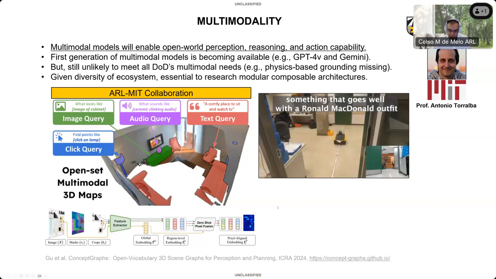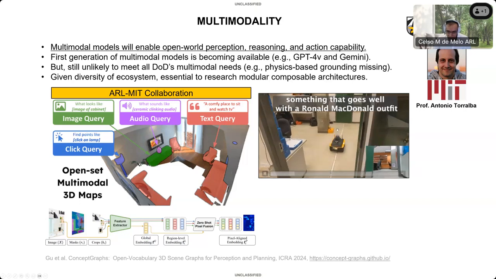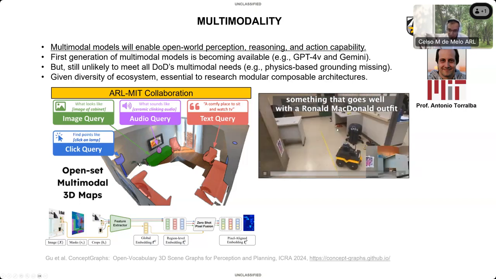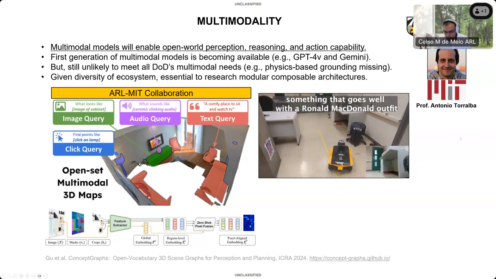Let me give you some examples. This is a case where we query the robot. The only thing we provide to the robot is this natural language query: something that goes well with a Ronald McDonald outfit. Ronald McDonald is the McDonald's chain mascot. The robot processes this query and goes ahead and finds the big red shoes.